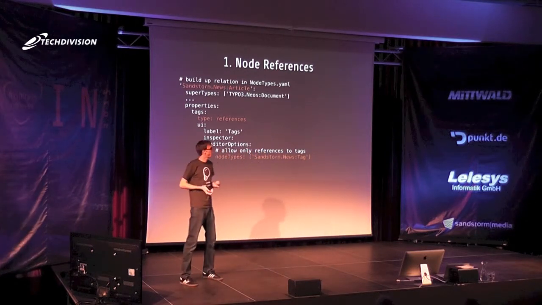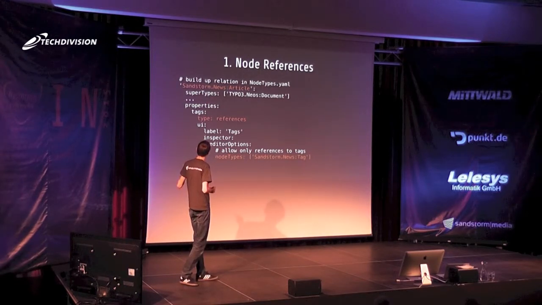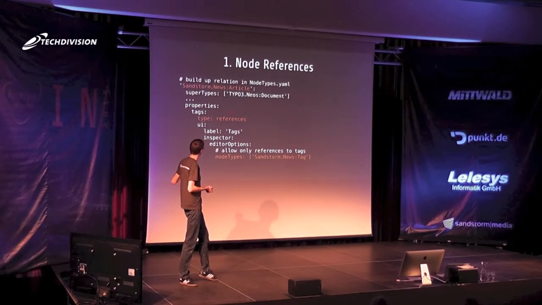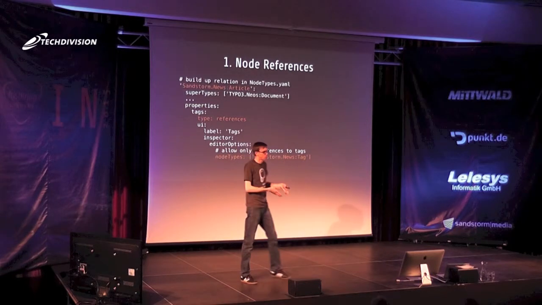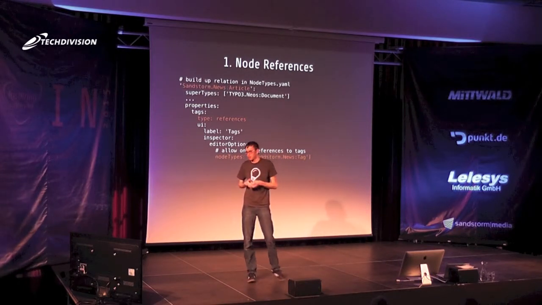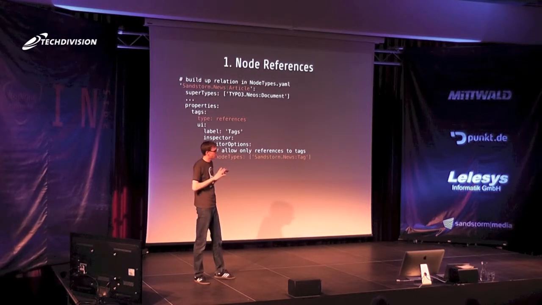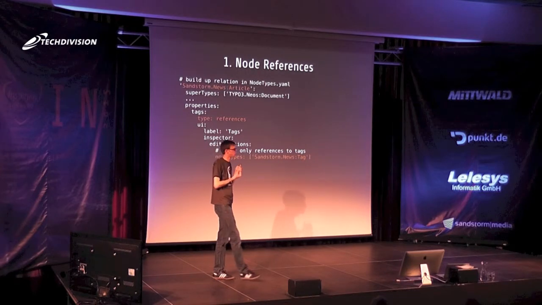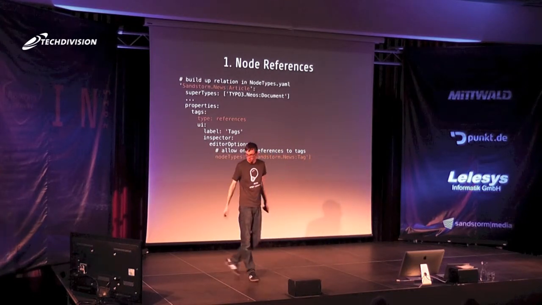In order to configure that, you go into the node types YAML where all your node types are configured. For the news article, we for instance say there's a property tags which has the type references, and we only allow links towards this tag node type. That means in the auto-completion you can only search for tags. So this in itself has nothing to do with search. This is just to set up the prerequisites and make sure that we can actually associate tags with articles in Neos.